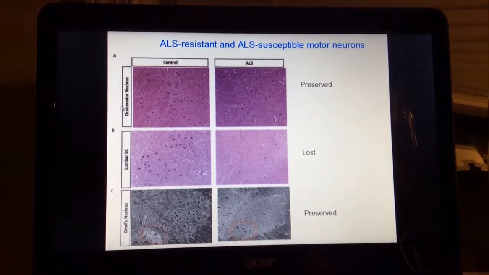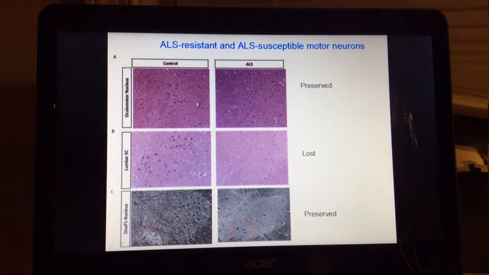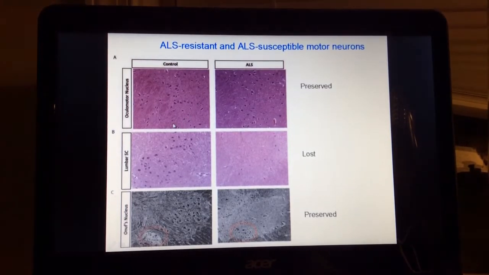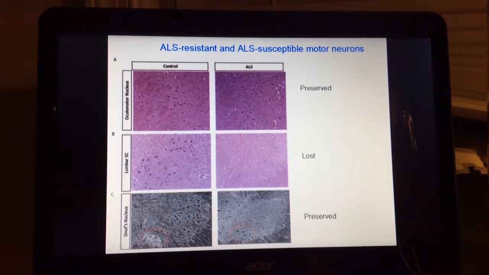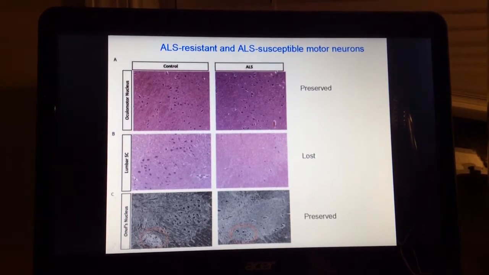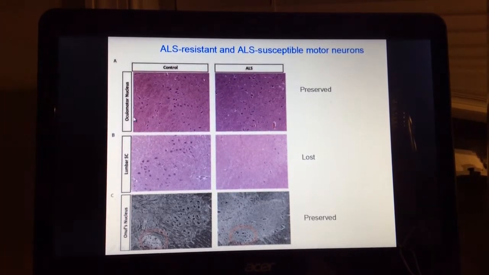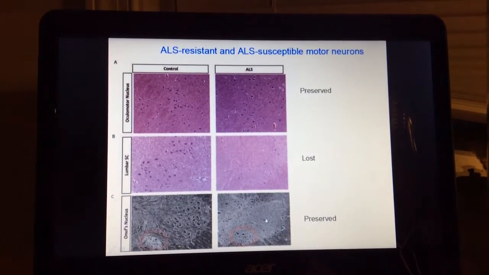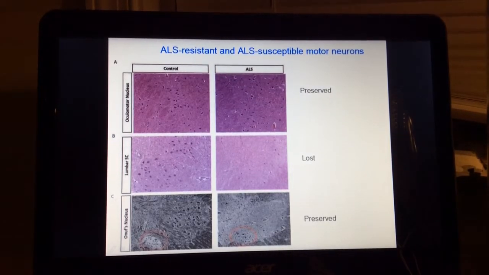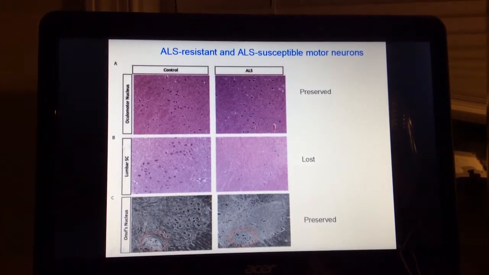This picture shows that some kinds of motor neurons are ALS resistant and some are ALS susceptible. Pictures on the left here are cells from a control patient. Right are from an ALS patient. For oculomotor and other nerve nuclei, the motor neurons are largely preserved, while for the lumbar spinal cord, these cells are almost completely lost.